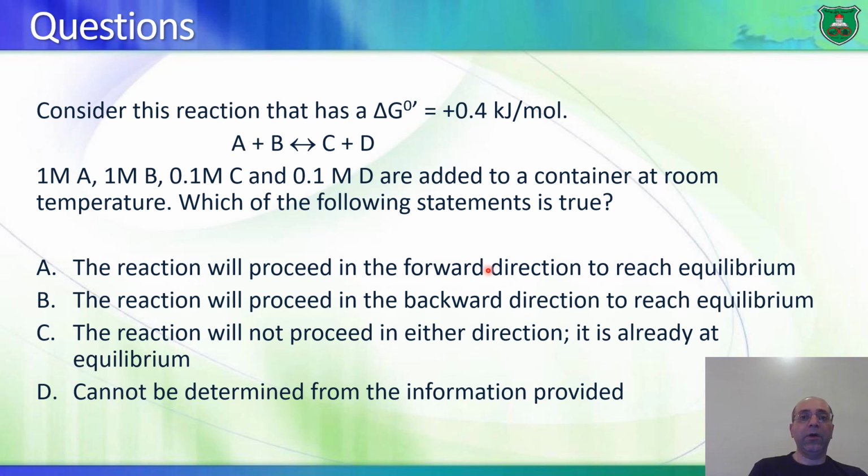Okay, what happens is that actually the system or the reaction would proceed in the forward direction. It would go in this direction because you have more substrates than products, so delta G would be lower than delta G naught prime.